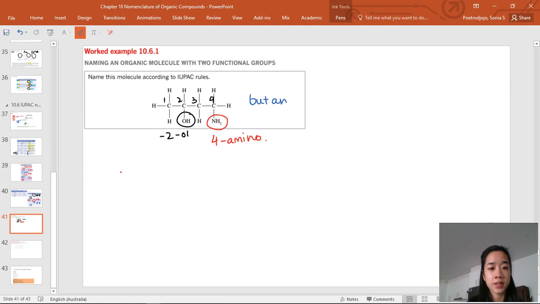There are no double bonds. So all together, we're just going to do 4-amino butane 2-ol. And that's how we name it.